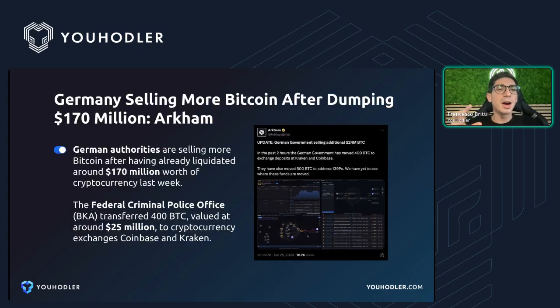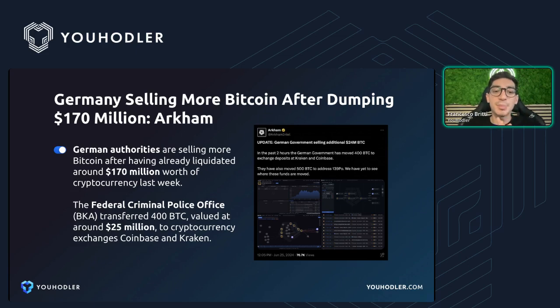What influenced the market lately? As I anticipated a little bit before, Germany was selling more Bitcoin, around 170 million at a specific price level, and that was our support around the $61,000. And as you can see here, the Federal Criminal Police Office also transferred over 4,000 Bitcoin valued at $25 million to public exchanges, to Coinbase and to Kraken.